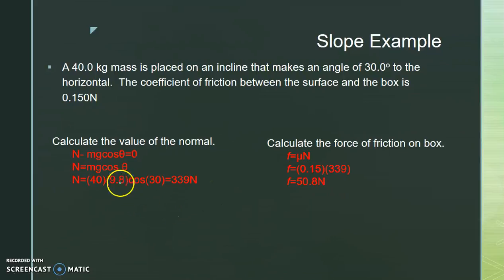So now we can calculate by adding in what we know. The mass times the gravity, 40 times 9.8, cosine 30, which is all given in the problem. So we're going to get 339 newtons. And then we can calculate the force of the friction on the box. The coefficient of friction is given to us in the problem, which is 0.150 times 339, which is what we just calculated over here, and we're going to get the force of the friction of 50.8 newtons.